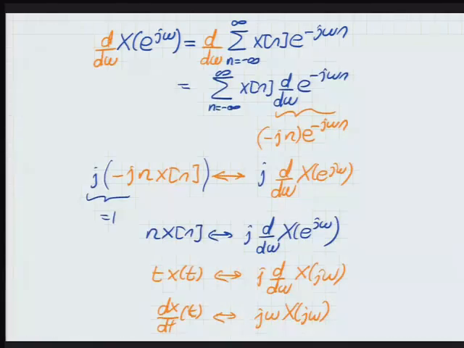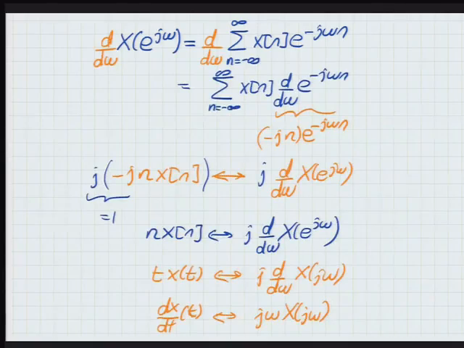I just discovered something. I actually didn't need this pointer after all. I could use this. Okay. All right.